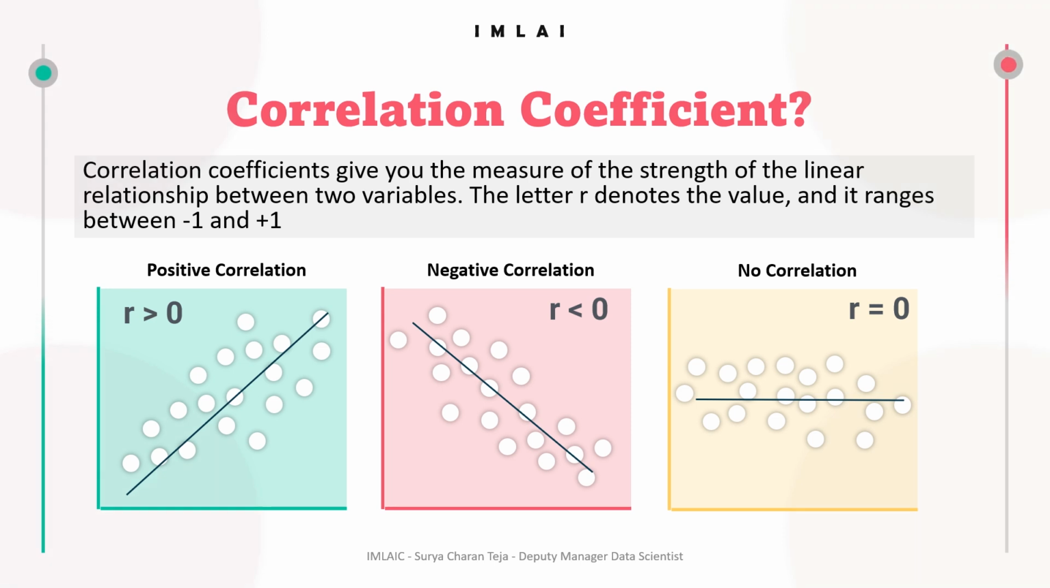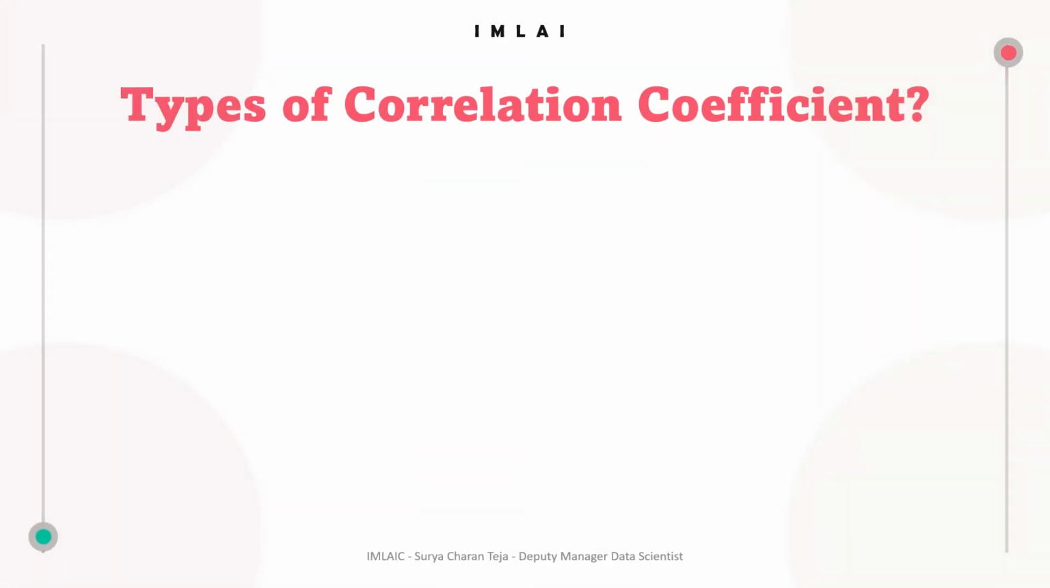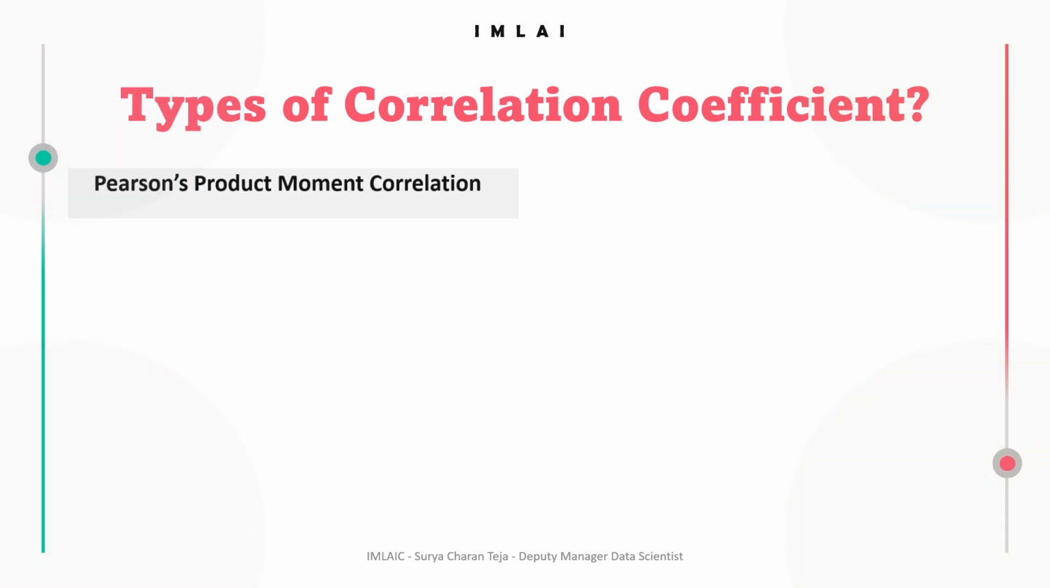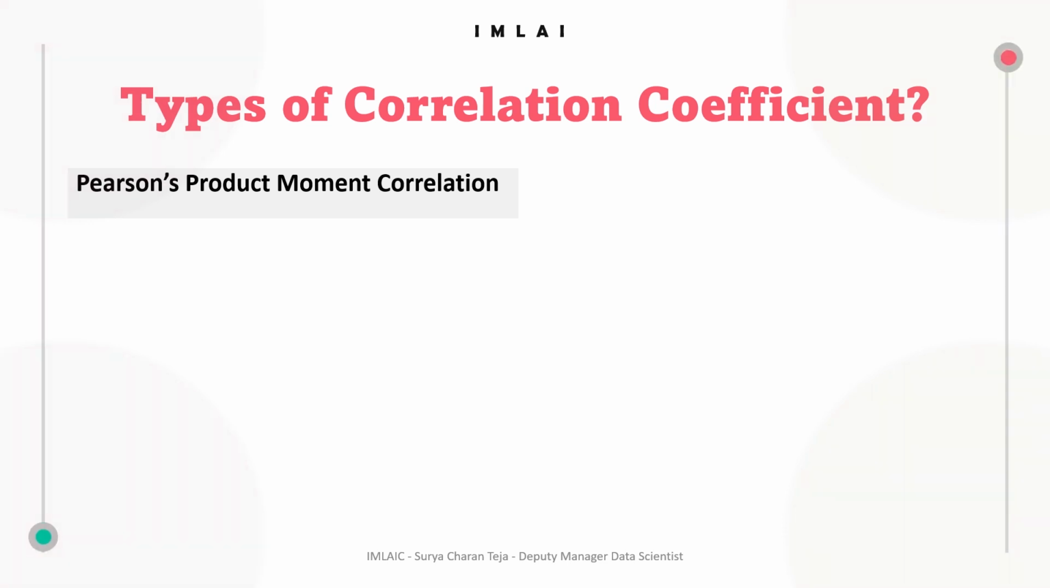So now let's see what types of correlation coefficients we have. There are mainly two types. The first one is Pearson's product moment correlation, which is the widely used correlation coefficient. The Pearson correlation coefficient is defined in statistics as the measurement of the strength of the relationship between two variables and their association. It's denoted by R.